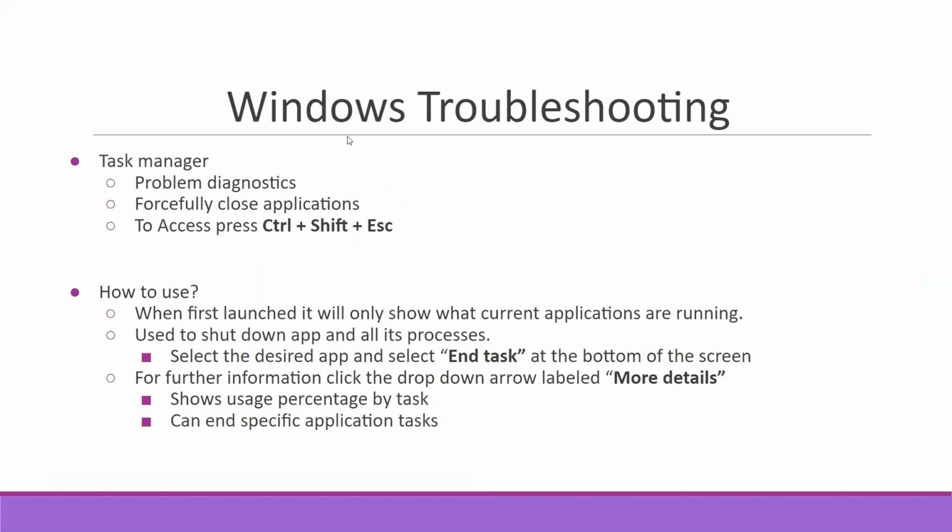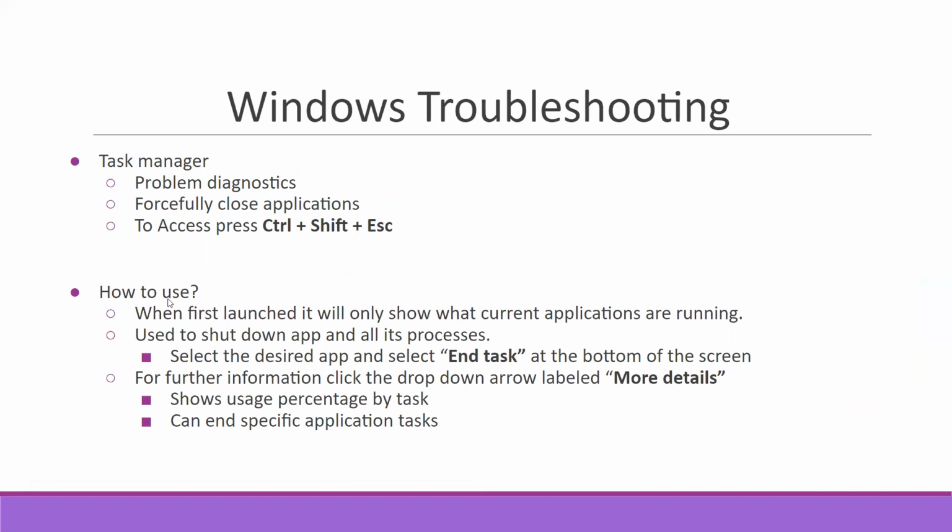So now we have Windows troubleshooting. In this section, we're going to talk about Task Manager, which is very important, and I had no clue how to use it when I first got my new computer. It has problem diagnostics and can forcefully close applications. To access it, press Control, Shift, and Escape. Task Manager also has a tab at the top that says Startup Programs, and that is where you would disable any programs that start at the beginning, like Skype, that you don't want to keep running.